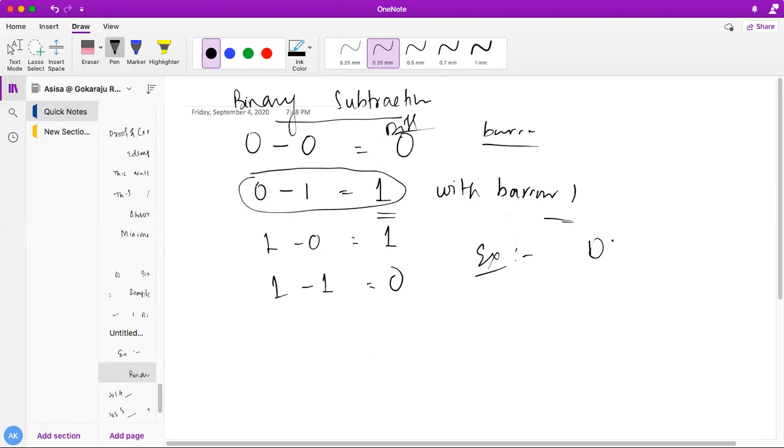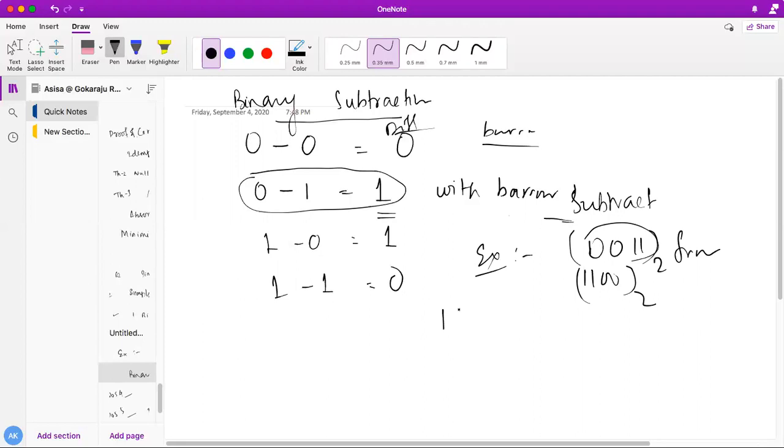Subtract 0011 from 1100. So what you need to do is subtract this one from this. Here, 1100 is your minuend and this is your subtrahend, students. All of you know that this is the minuend and this one is the subtrahend. The one which is getting subtracted is the subtrahend.